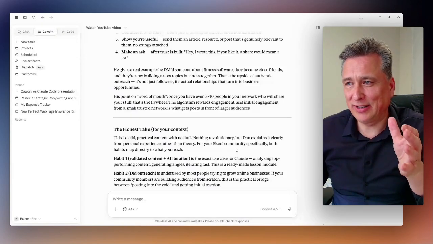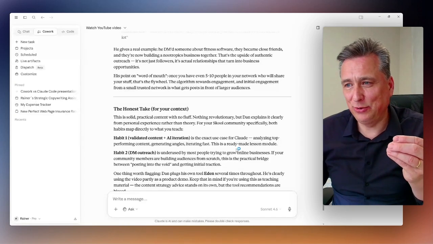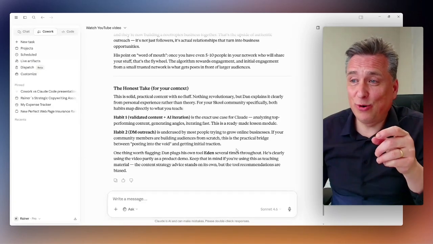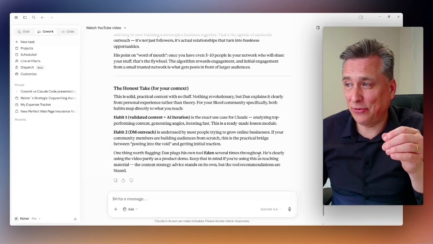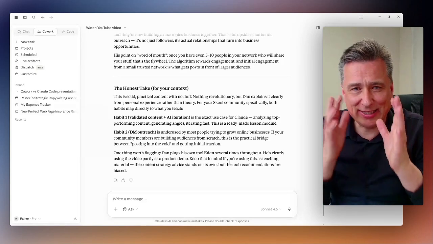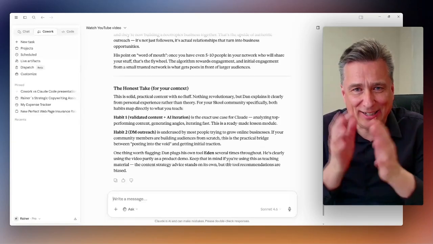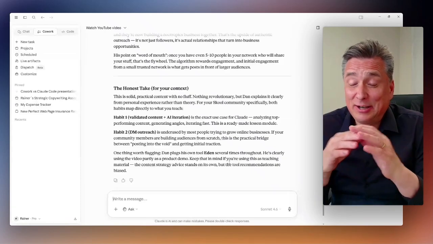So this is some practical content, no fluff, habit 1, habit 2. And then he even points out something quite funny, actually. One thing worth flagging, he plugs his own tool, Eden, several times throughout. He's clearly using the video partly as a product demo. Keep that in mind if you're using this as teaching material. So it analyzes, as I said, it gives a summary, plus it analyzes the content already. So now, this is the beauty of that.